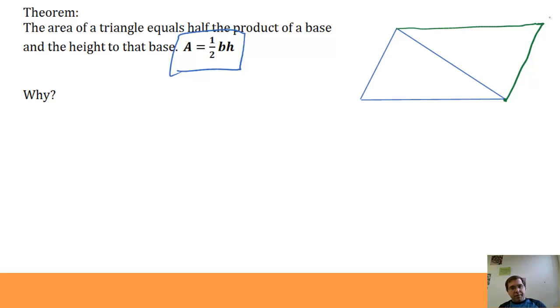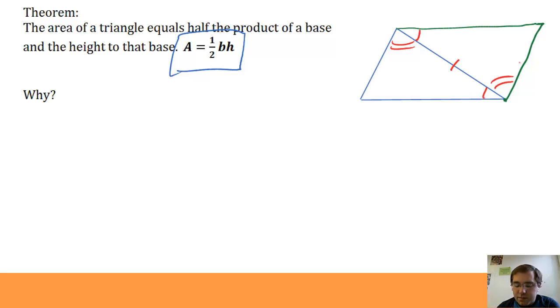I could show that if I could show that these two areas are the same. And I could do that if I could get those two triangles congruent. Well, they share this side, and we've got parallel lines. So I've got alternate interior angles there, and I've got another pair of alternate interior angles there. So I've got angle, side, angle, and I've got two congruent triangles.